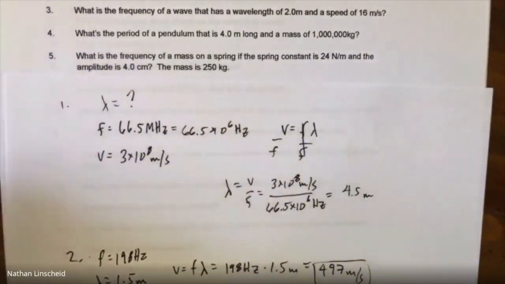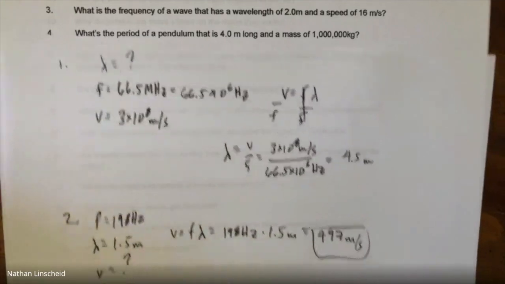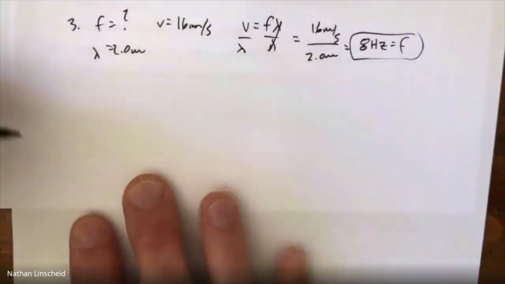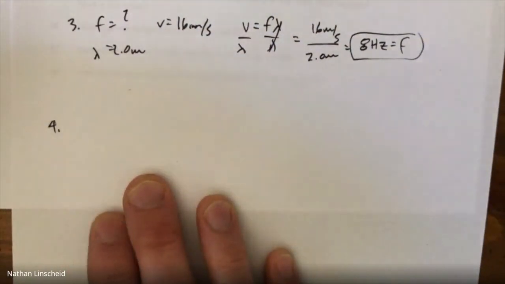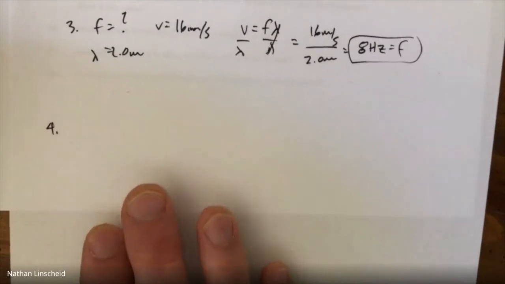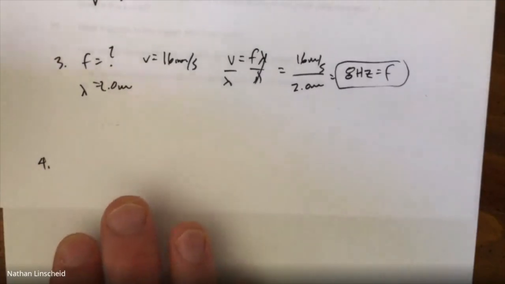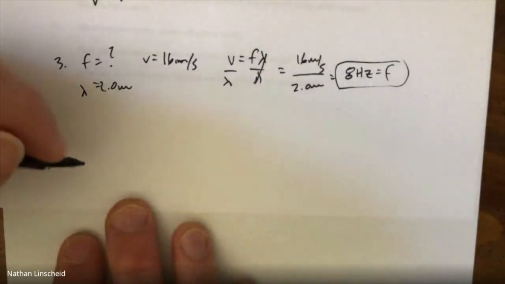What's the period of a pendulum that is 4 meters long and has a mass of 1,000,000 kilograms? Wow, 1,000,000 kilograms. Okay, so this one, I made this problem up. And why did I say that the pendulum bob was 1,000,000 kilograms? Because that's something we wouldn't normally see. The reason I put that in there is that it doesn't matter. Remember, the mass of a pendulum does not affect the period of the pendulum.